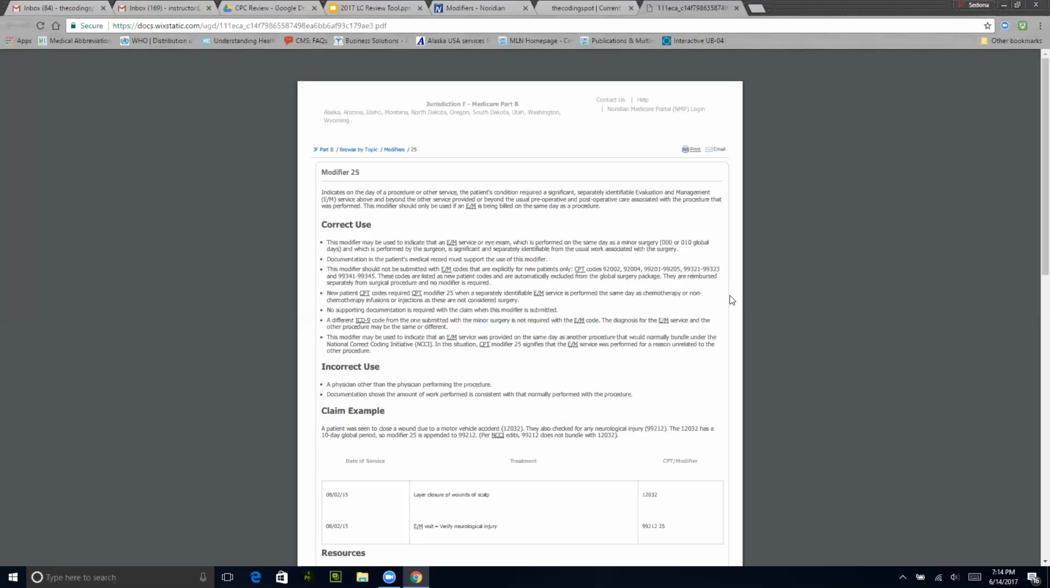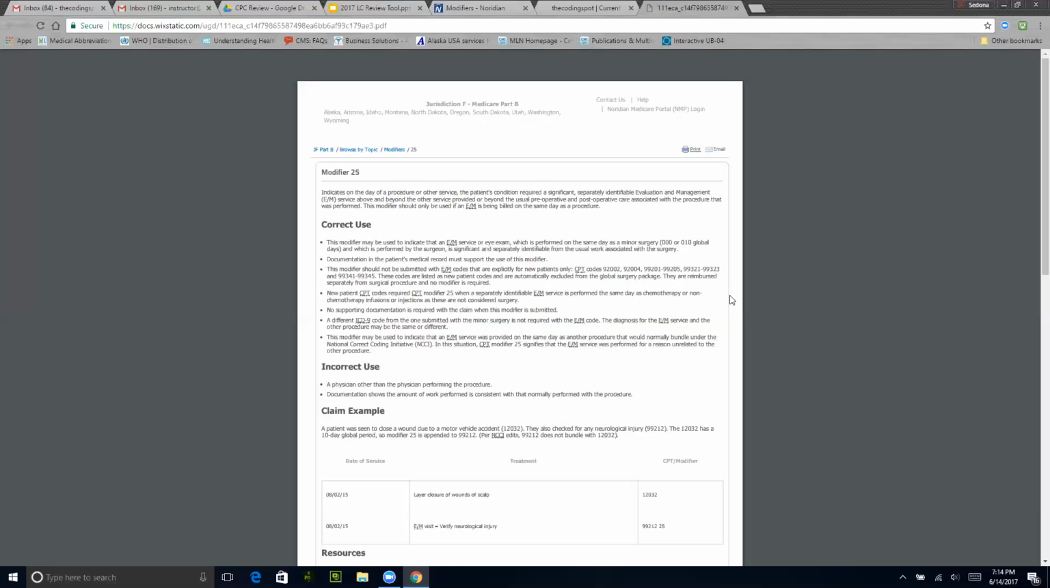So if there's nothing separately identifiable or significant that is documented, you wouldn't use it. That would be inappropriate. That would actually be unbundling to get more money. And that's why, as you can imagine, it's one of the most audited modifiers, and it's also one of the most overused modifiers. I've seen personally this modifier used to unbundle codes that should actually encompass each other, and that would be considered fraud.